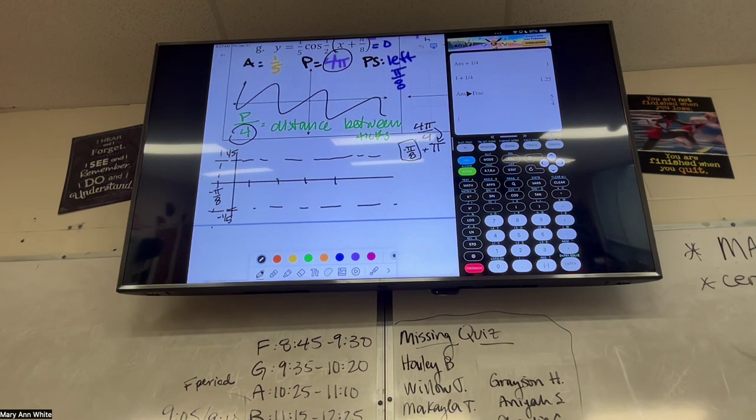So we have negative pi over 8. We're going to add that to pi. We can do that in the calculator. Negative 1/8 plus 1. Make that a fraction.